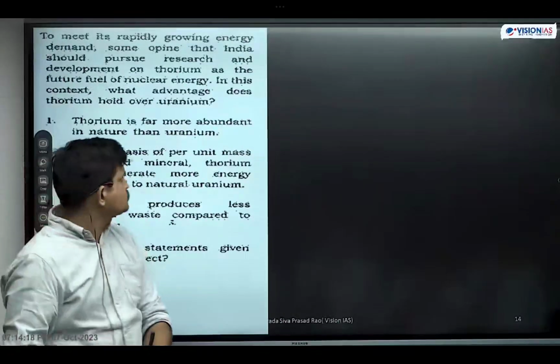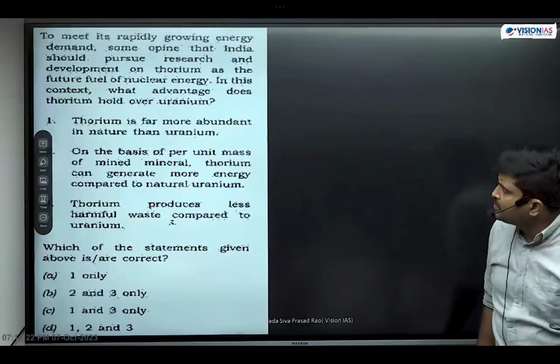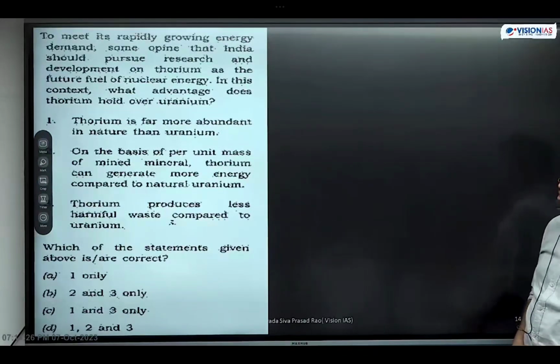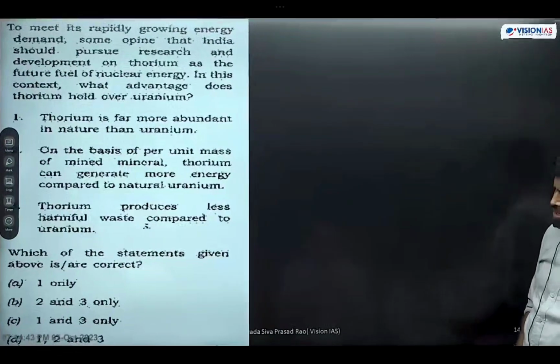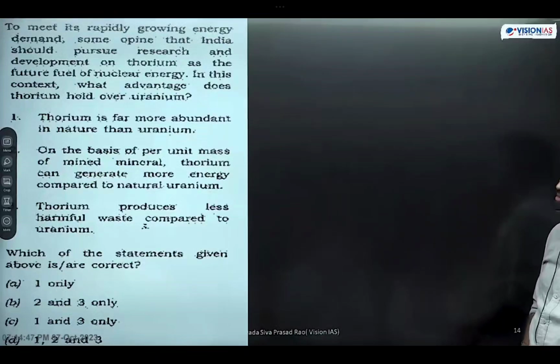Next one is, to meet rapidly growing demands, some opine that India should pursue research and development on thorium as the futuristic fuel of nuclear energy. In this context, what advantage does thorium hold over uranium? Thorium is far more abundant in nature than uranium. Which one is mostly abundantly available? Uranium is most abundantly available. On the basis of per unit mass of mined mineral, thorium can generate more energy compared to natural uranium. No, thorium doesn't produce more energy, uranium produces more energy.